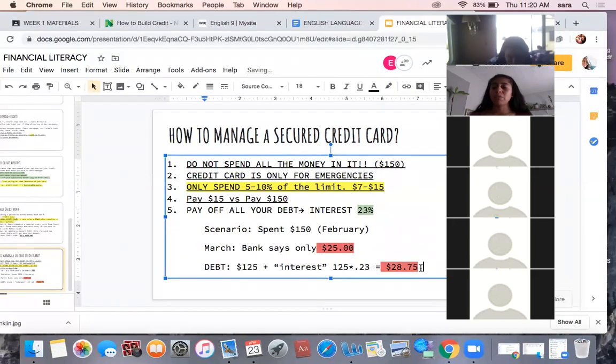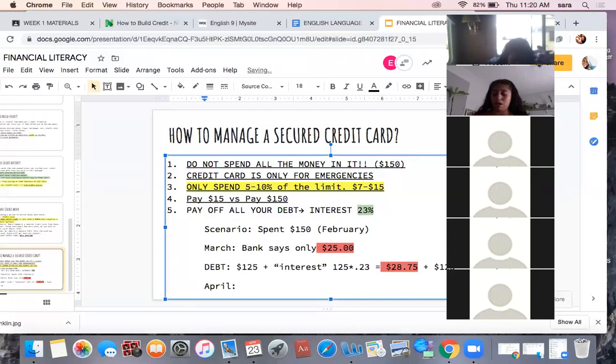Right? And guess what? Now you owe the bank. So Ruby owes $28.75 plus $125, the one that she was like, I'm just not gonna pay it off. So the next month in April, because Ruby decided to just send those $25, in April, Ruby owes the bank, let me add that, $125 plus $28.75. Ruby actually now owes $153.75.